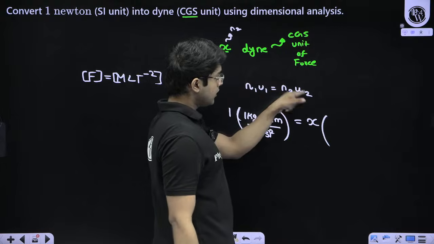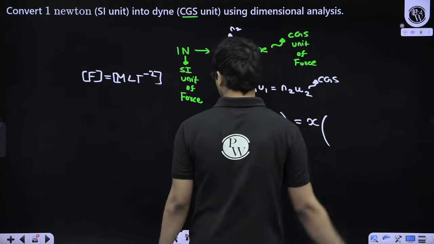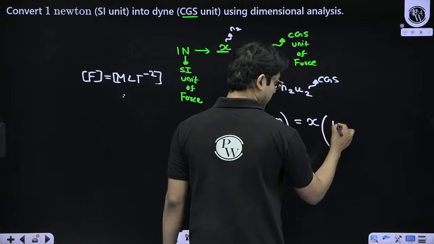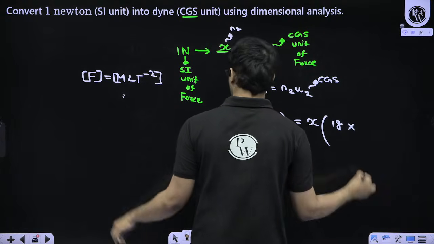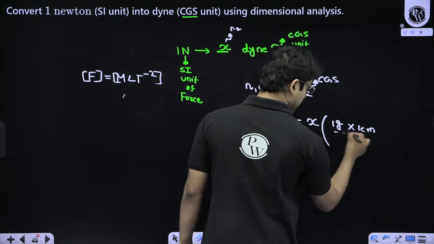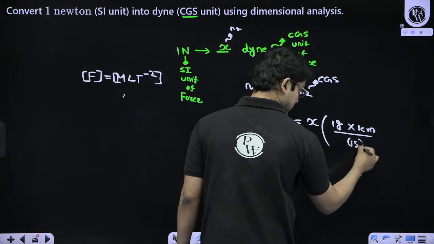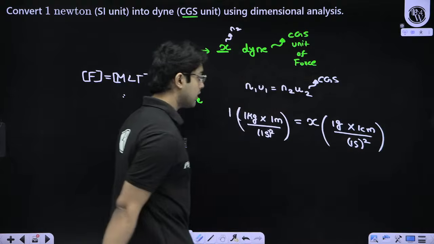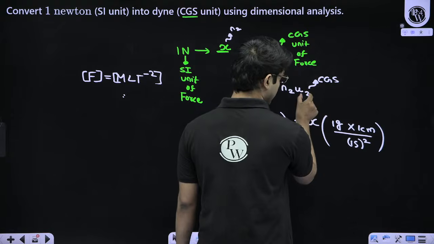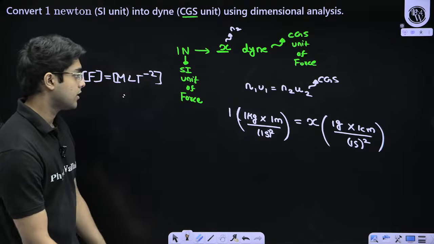Now, for the second unit system, this is the CGS unit system. So in CGS, what is mass? Grams, right? So 1 gram. Length is measured in 1 centimeter, divided by time square. Time is still measured in 1 second, so there is no difference there. So in CGS unit, what is the unit of force? It is 1 gram into 1 centimeter divided by 1 second square.